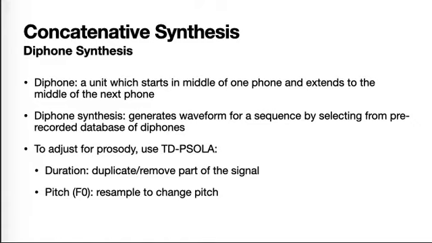So in the synthesis step, we simply select these diphones and concatenate them together. But also we need to adjust for prosody using an algorithm called TD-PSOLA. This adjusts the duration and the pitch. So to adjust for duration, to increase the length, we duplicate part of the signal, and to shorten the signal, we remove part of it. To adjust the pitch, or F0, we'll resample the original signal to change the pitch.